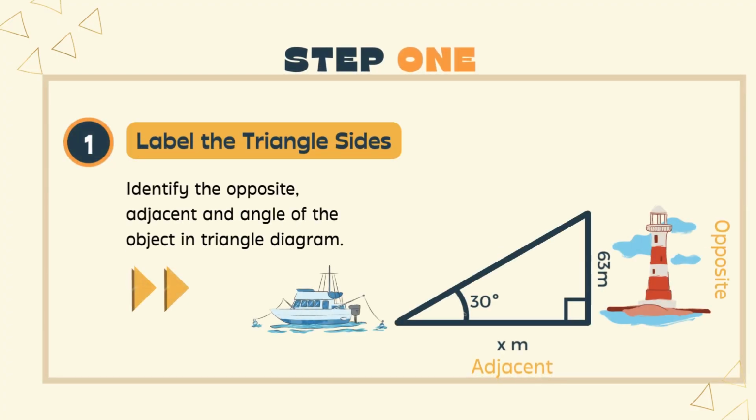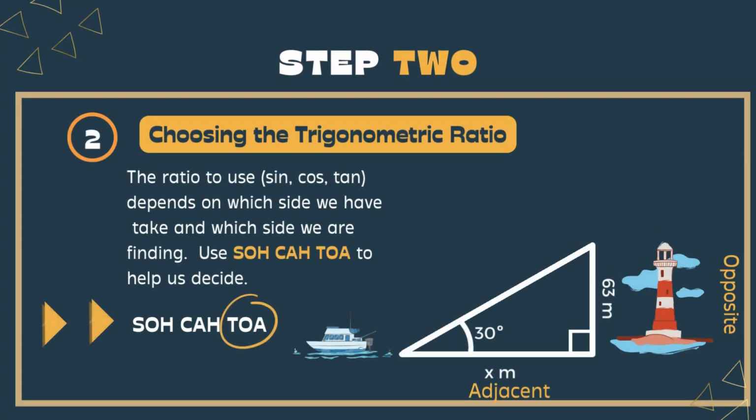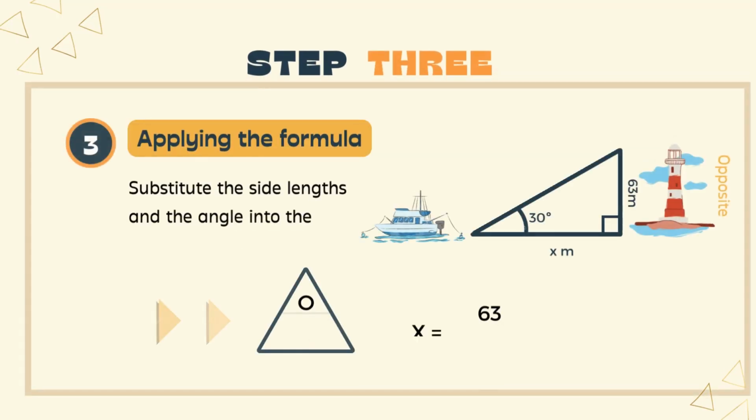For the first step, we have to label the triangle sides. Identify the opposite, adjacent, and angle of the object in the triangle diagram. For step 2, we have to choose the trigonometric ratio. The ratio depends on which side we have and which side we are finding. In this case, we will use TOA, which is opposite over adjacent.